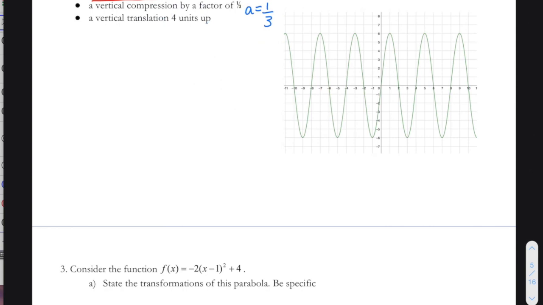And we have a vertical translation 4 units up, which means that k equals 4. So again, going from x plus h to get x prime, and y prime is ay plus k for all of these values. Now, what values do I take?